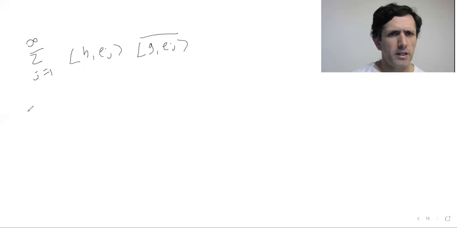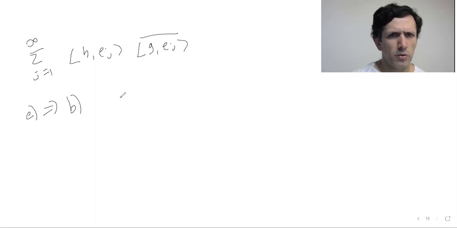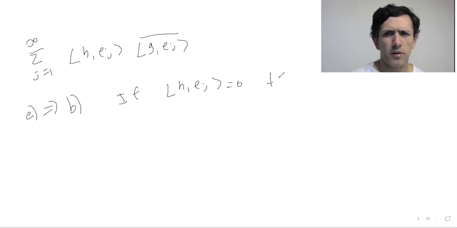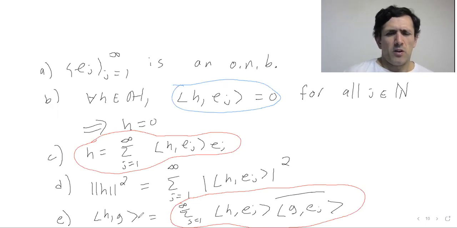Right, so now let's do E implies B. We just took care of D implies E. So let's check that B is true. What do we have to do? Let's assume that the inner product of h with ej equals 0 for any natural number j. All right, so let's just apply E with g equals h. That's it. So apply E with g equals h. E is saying for any h and g, this is true.